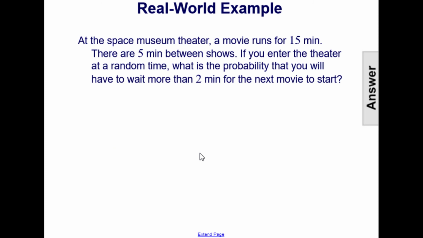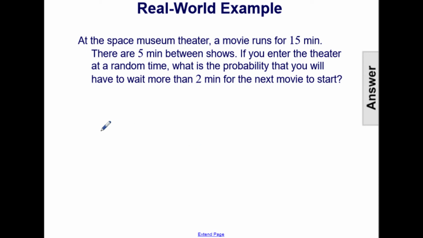Here's a different example of probability and length. At the Space Museum Theater, a movie runs for 15 minutes. There are 5 minutes between shows. If you enter the theater at a random time, what is the probability that you will have to wait more than 2 minutes for the next movie to start?